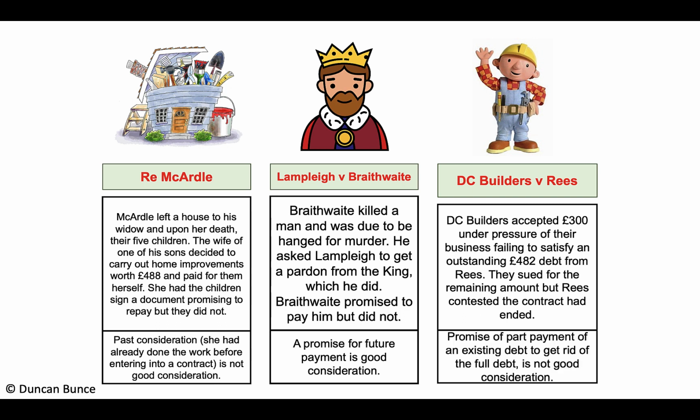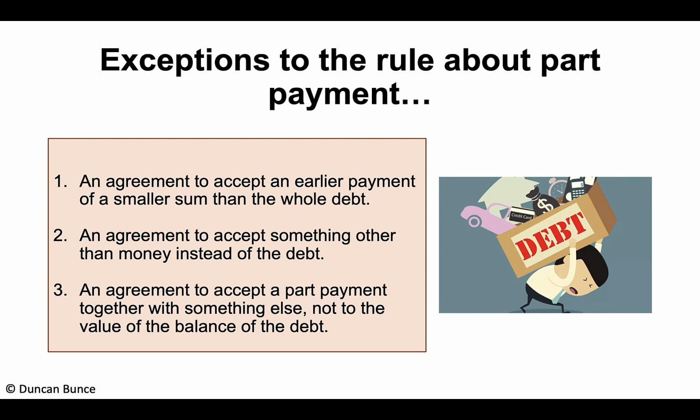Ratio, interestingly, promise of part payment of an existing debt, which is what we see here, only part payment of an existing debt, to get rid of the full debt is not good consideration, so will not be acceptable by the courts. Even if DC Builders said at the time, yeah, that's fine, if they then change their mind to sue, then they have a right. There's a few exceptions, I think, on the next part about this. Just really something to look out for.